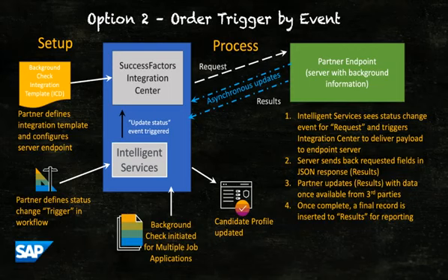So in our first scenario, the recruiter uses the UI to initiate the order. And in the second scenario, the movement of the job applications, whether it's one or many, creates a status change that then creates the event that triggers the integration center.